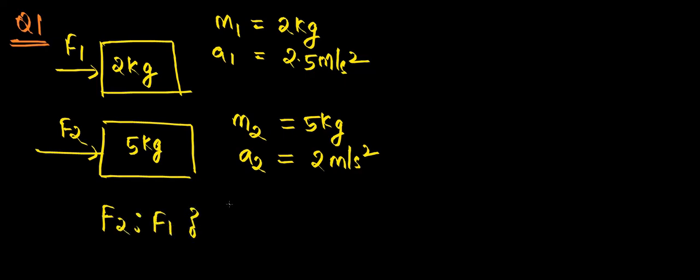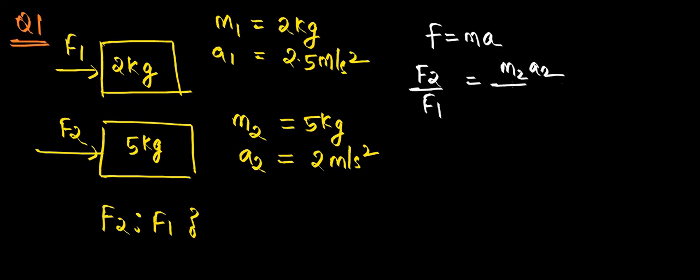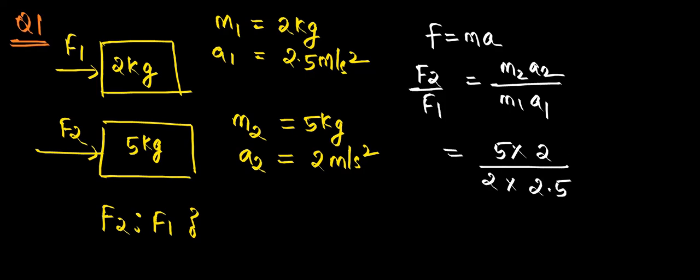So how shall we do this? F is equal to what formula? Mass into acceleration, according to the second law. So F2 by F1, I'll take M2A2 divided by M1A1. What is M2? 5 kg. What is A2? 2. What is M1? 2 kg. What is A1? 2.5.